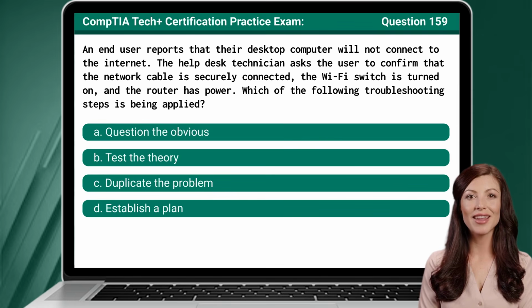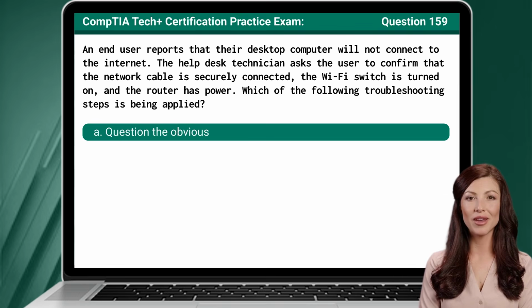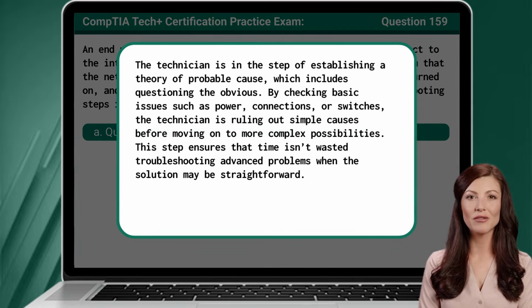The answer is A. Question the obvious. The technician is in the step of establishing a theory of probable cause, which includes questioning the obvious. By checking basic issues such as power, connections, or switches, the technician is ruling out simple causes before moving on to more complex possibilities. This step ensures that time isn't wasted troubleshooting advanced problems when the solution may be straightforward.